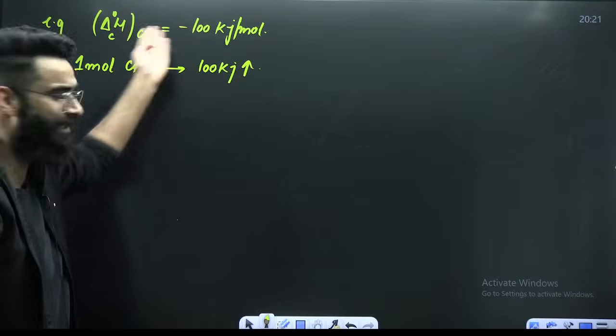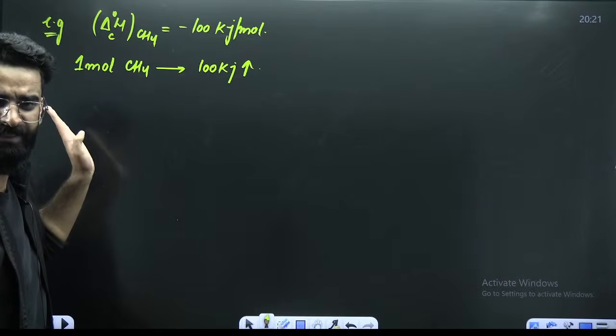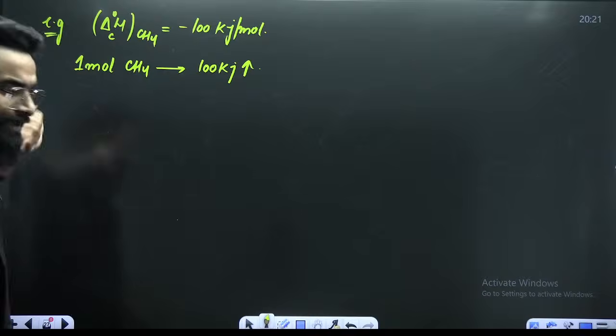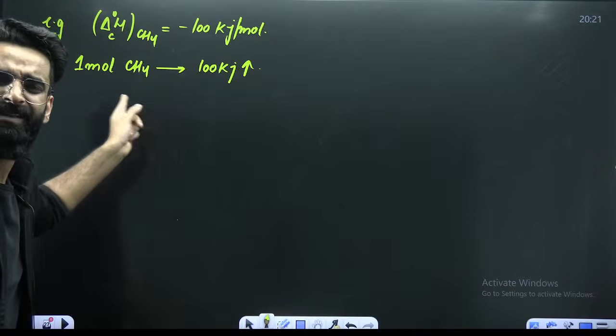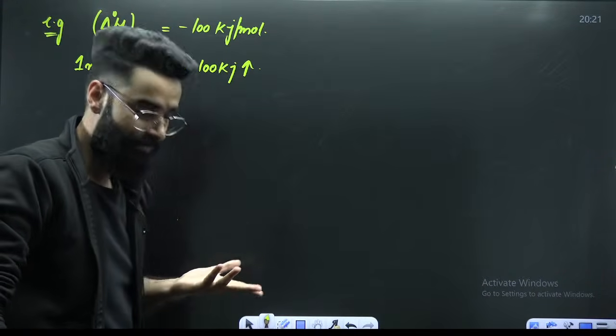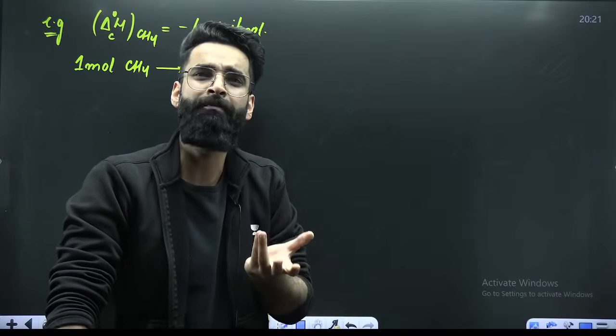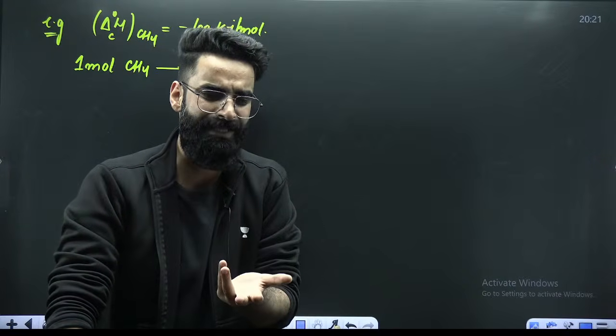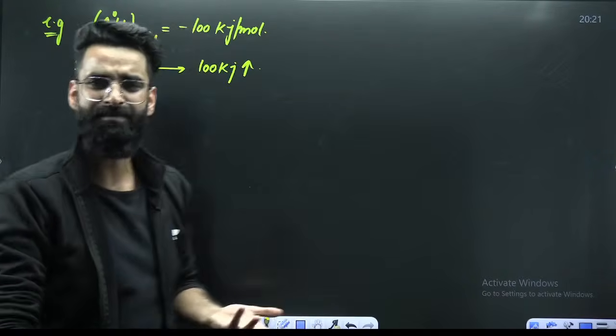That is the meaning of this particular thing. Now, can you let me know what is the mass of 1 mole of methane? Mass of 1 mole of methane means molar mass of methane. How much is that? 16 grams.